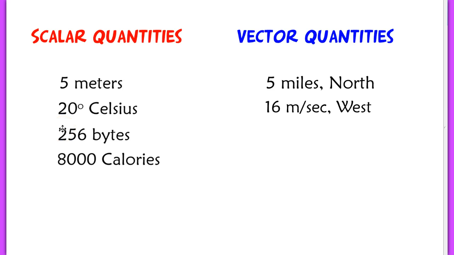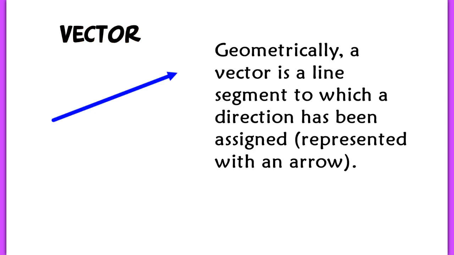When we deal with a vector, we're looking at not just, in this particular example, a distance, but a direction as well. So 5 miles north, and this here is a speed, 16 meters per second, but this has a direction, west, which means this. Geometrically, a vector is a line segment to which a direction has been assigned. So here we see a line segment, and indicating what direction it's going in is this arrow. So we represent that here with an arrow. It looks like a ray.